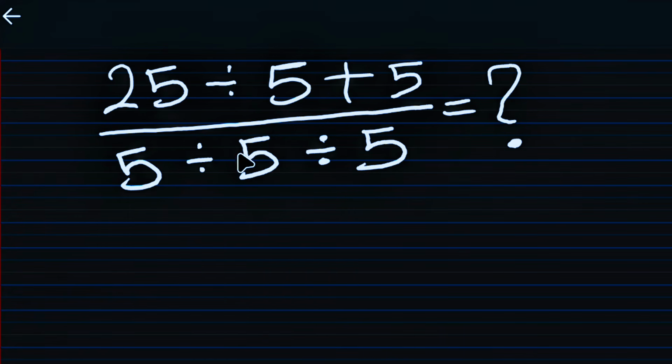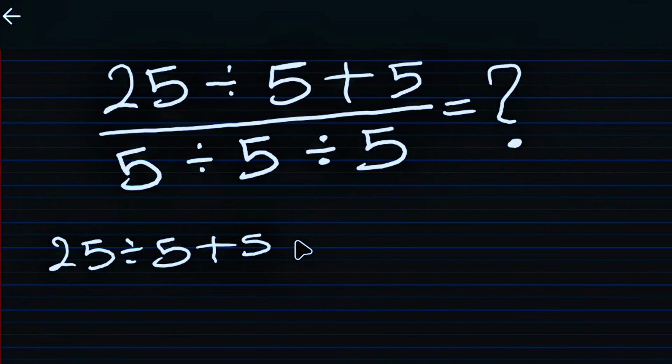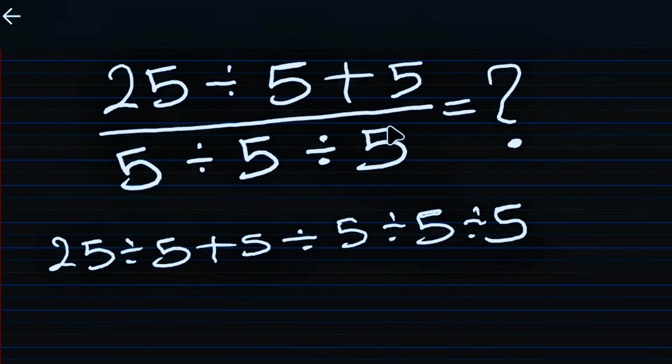Many adults could not solve this particular expression. Now, what they did was to rewrite this as 25 divided by 5 plus 5. Then this division line here, they wrote divide by 5, divide by 5, and divide by 5. Okay, so they changed this expression into this form.